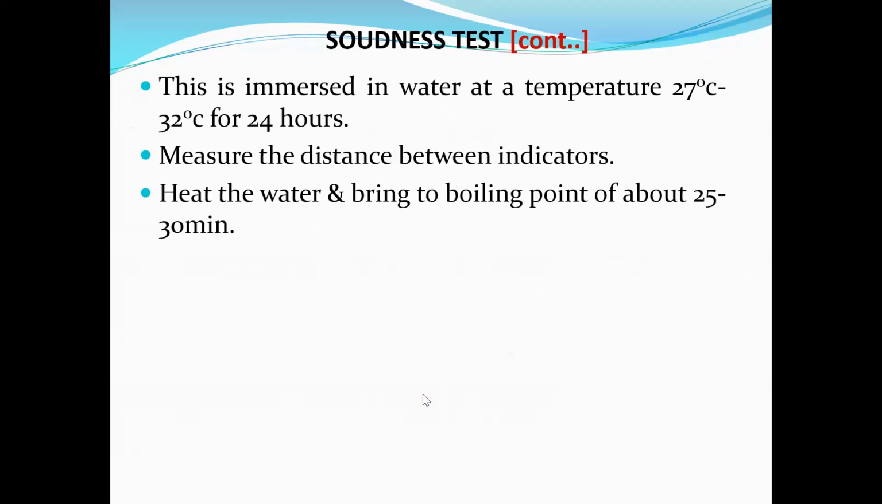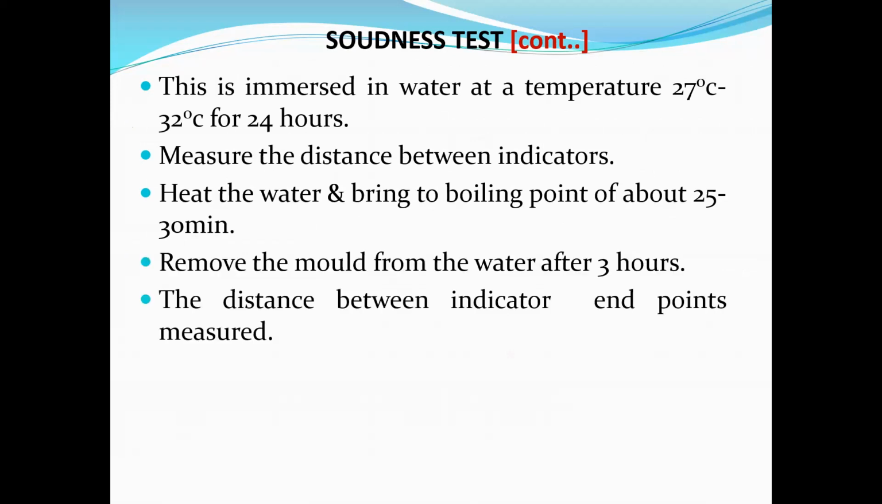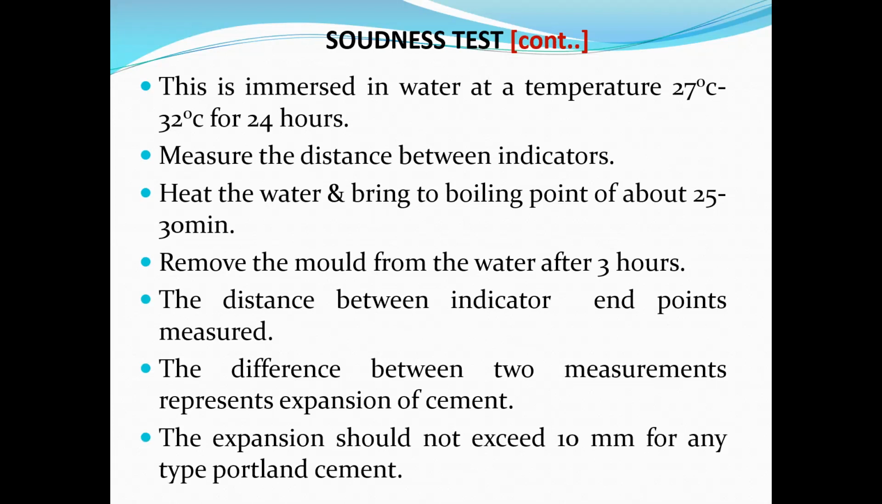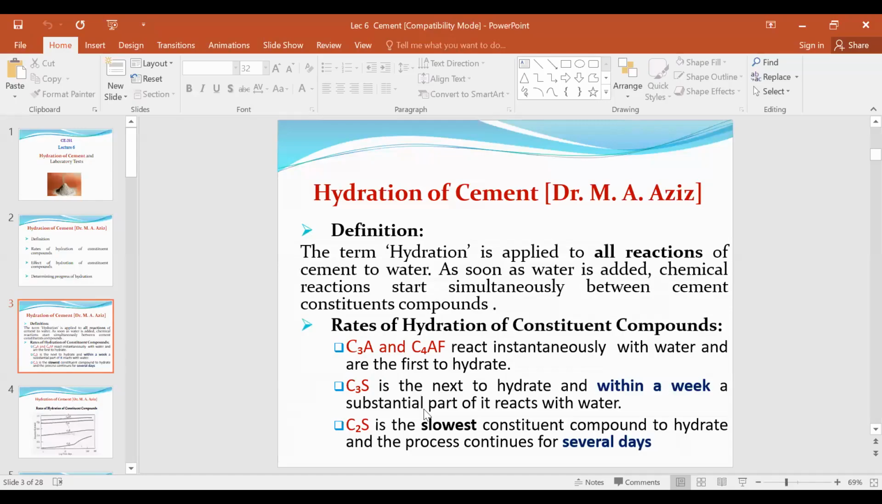And then এটাকে ওয়াটারের মধ্যে ডুবিয়ে টেম্পারেচার 27 to 32 ডিগ্রি সেন্টিগ্রেড রাখা হয় ফর 24 আওয়ার্স। এবং এখানে ইন্ডিকেটর থাকে, এবং ওয়াটারকে তখন আবার একটু হিট দিতে হয়, এবং বয়েল করতে হয় 25 to 35 মিনিটস। এগুলো করে দেখা হয় যে সিমেন্টের কোনো এক্সপানশন, ভলিউমেট্রিক চেঞ্জ হয় কিনা। 3 আওয়ার্স পরে ওয়াটার থেকে মোল্ডটাকে রিমুভ করা হয়। So difference between the indicator endpoints is measured, and the difference between the two measurements represents expansion of cement. So cement expansion should not be more than 10 mm for any type of portland cement. So that's all about the test of cement.